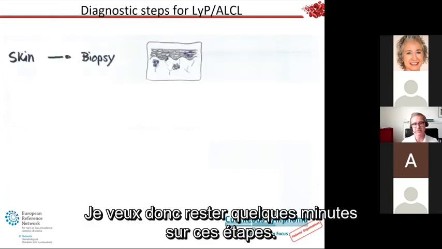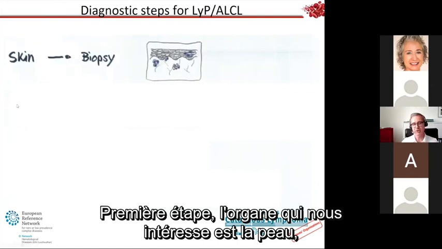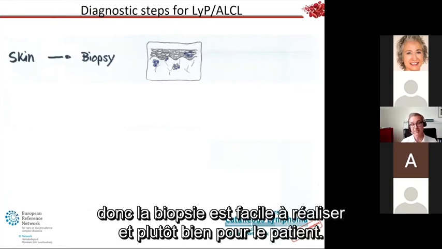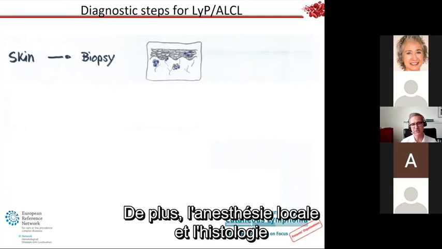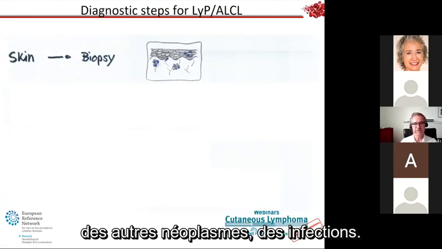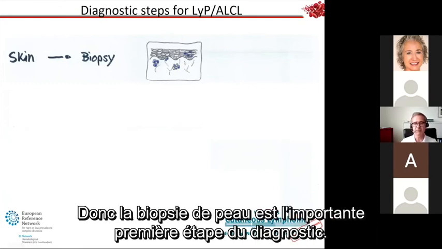for these diagnostic steps. The first one is, as always, our organ of interest, the skin, is accessible, so a biopsy is easily done and not too bad for the patients, with local anesthesia. The histology helps us separate LyP from inflammatory diseases, from other neoplasms, or from infections. So skin biopsy is a very important first step in the diagnostics.